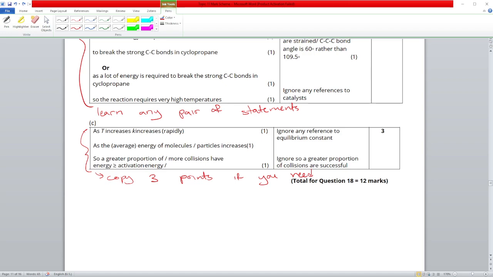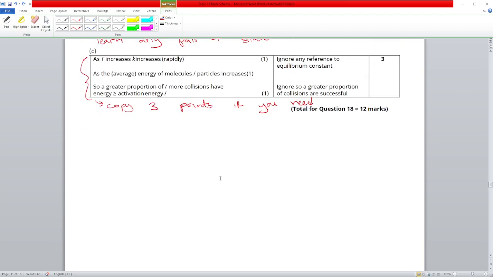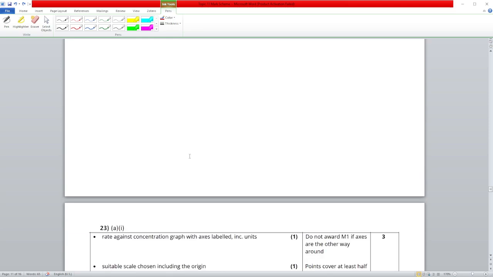And then C, explain the trend in the value of the rate constant K as temperature increases. So as T increases, K increases rapidly. These are 3 points. Again, if you missed any of these points, or if you want to improve the phrasing of any of your sentences, I highly recommend copying these down. I will make this available.